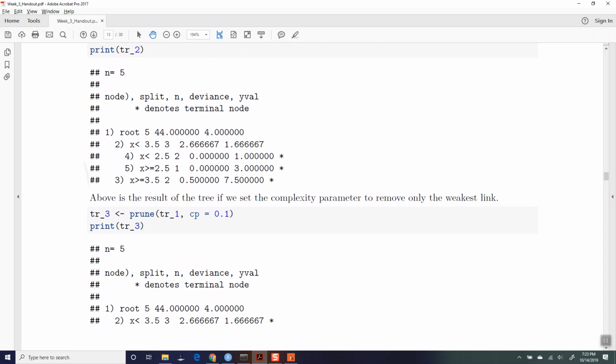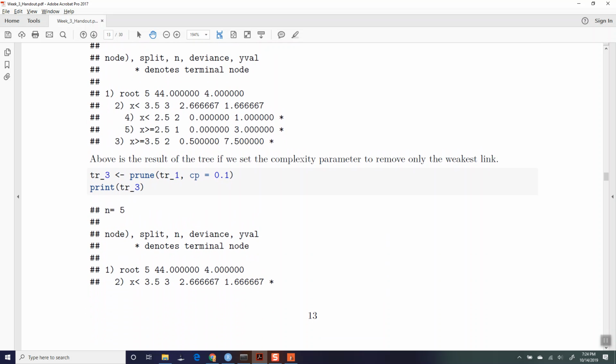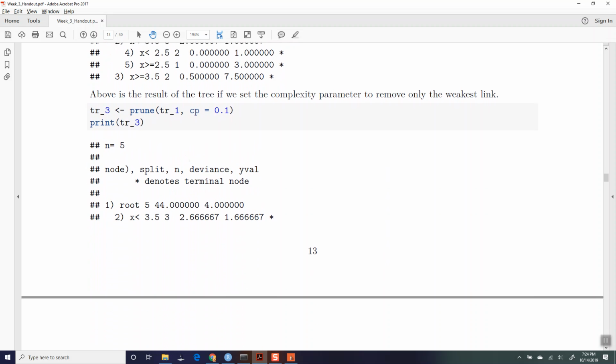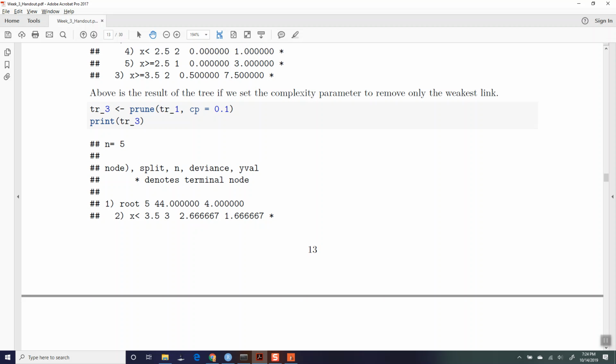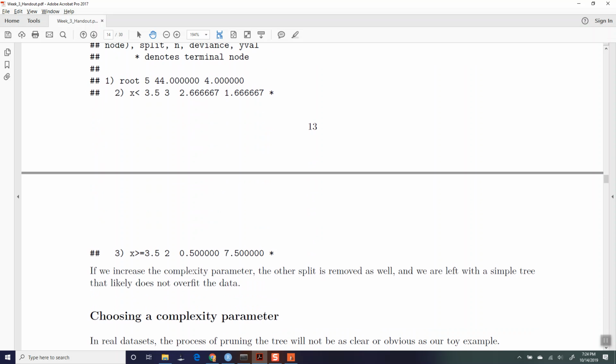All right, and here if I say the complexity parameter needs to be at least 0.1, okay? So if I prune the first tree and say complexity parameter must be 0.1, then we get back basically the tree that we had in the beginning, right? It doesn't include making the split at 2.5. Is that okay? How the tree pruning works? All right.